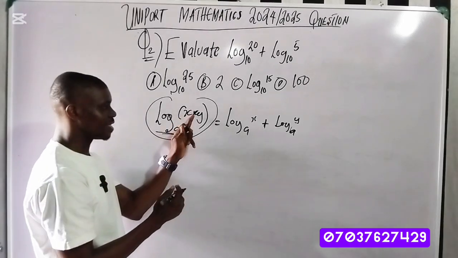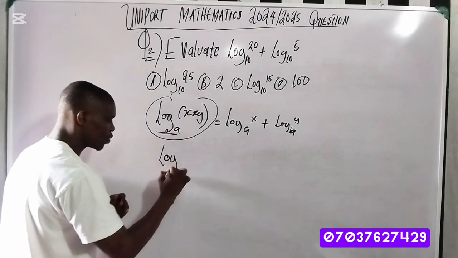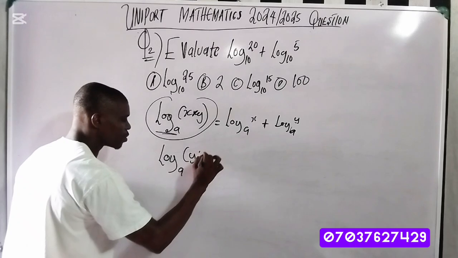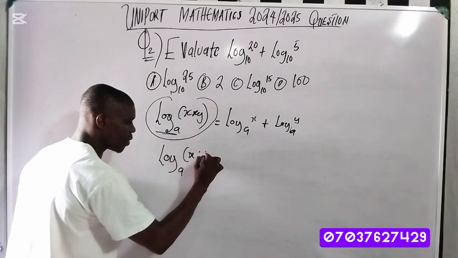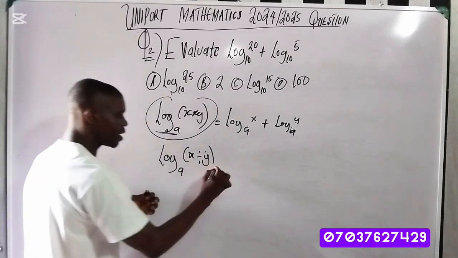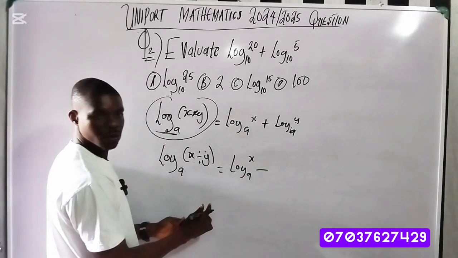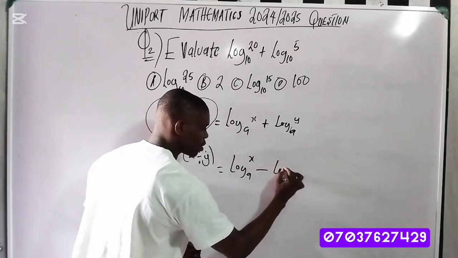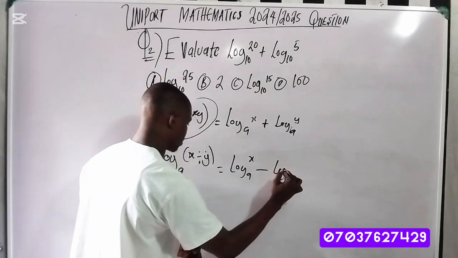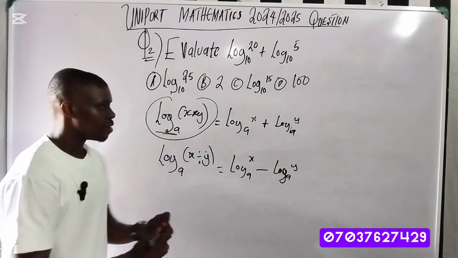As we have here, it is divide: you have log_a of x divided by y. It could have been log_a x minus log_a y. This is that. Vice versa.